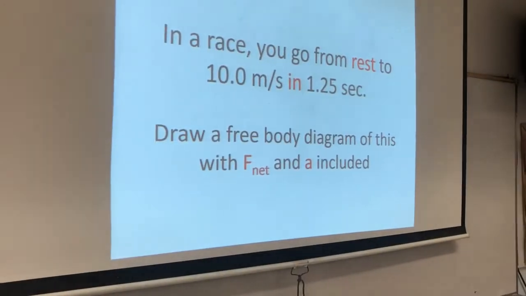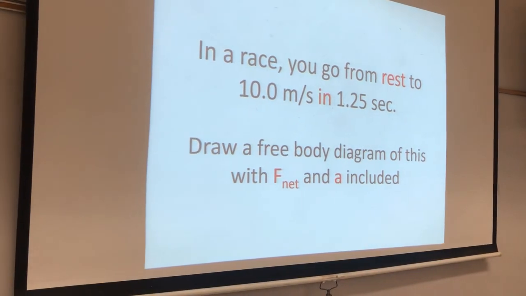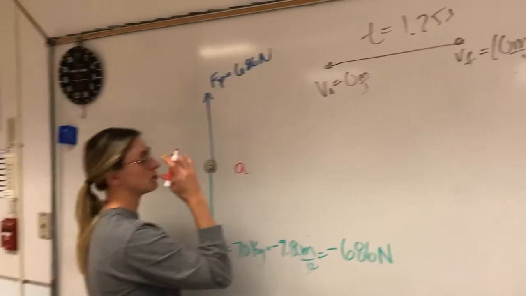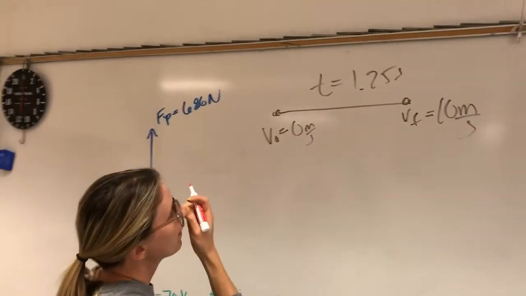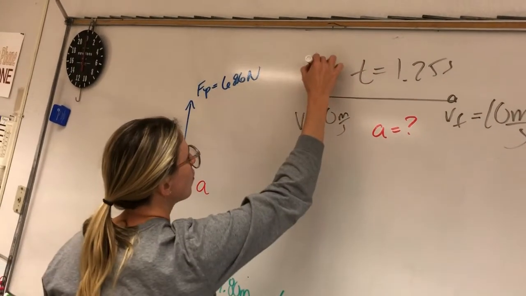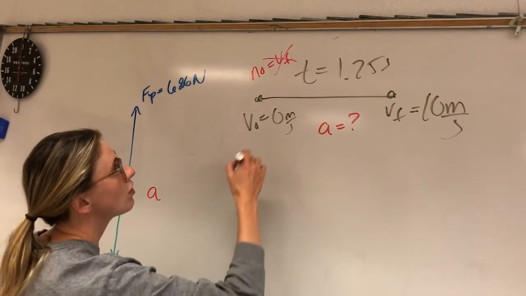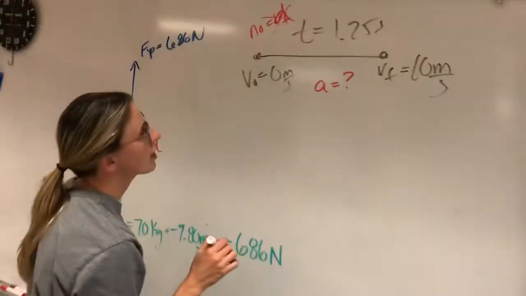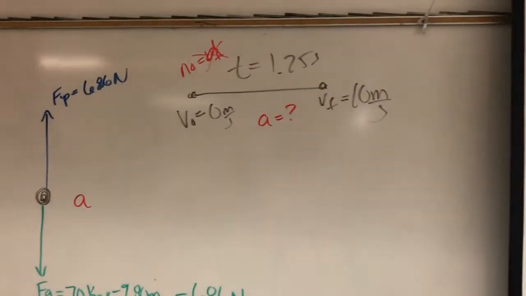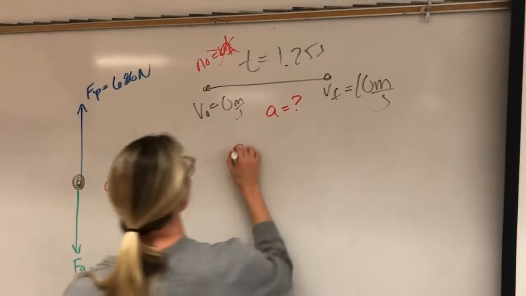Okay, so this is what I know so far. Draw a free body diagram. How can you find the acceleration? I'm trying to find acceleration here, and I have no distance, right? So I use the definition of acceleration: V final minus V original over time.